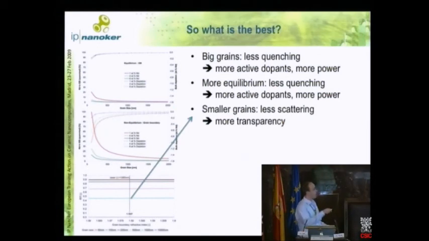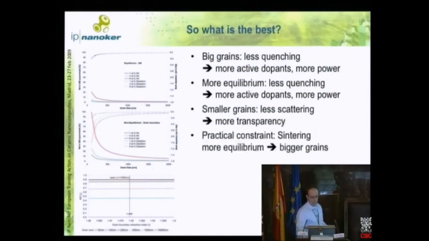This, however, tells us we want small grains, because then we get a higher optical transparency. There is a practical constraint because we cannot just dream up microstructures, we have to actually sinter them. And that means the more we go towards equilibrium, the bigger our grains will be. So there has to be an optimal grain size somewhere. On one hand, we get a reduction in transparency as we go up in grain size, which should follow a law similar to this. And we have a reduction in laser power as we go down in grain size. This means that somewhere there must be an optimal grain size.